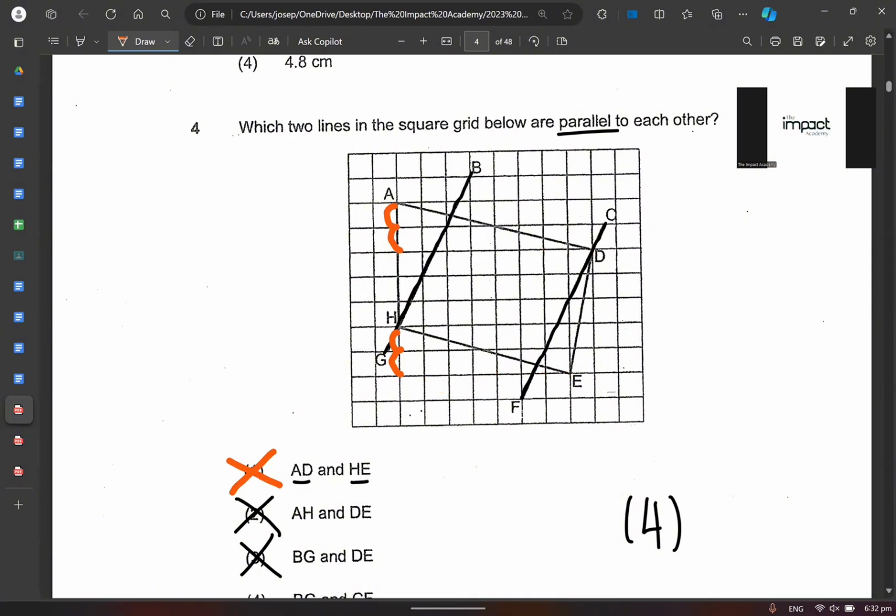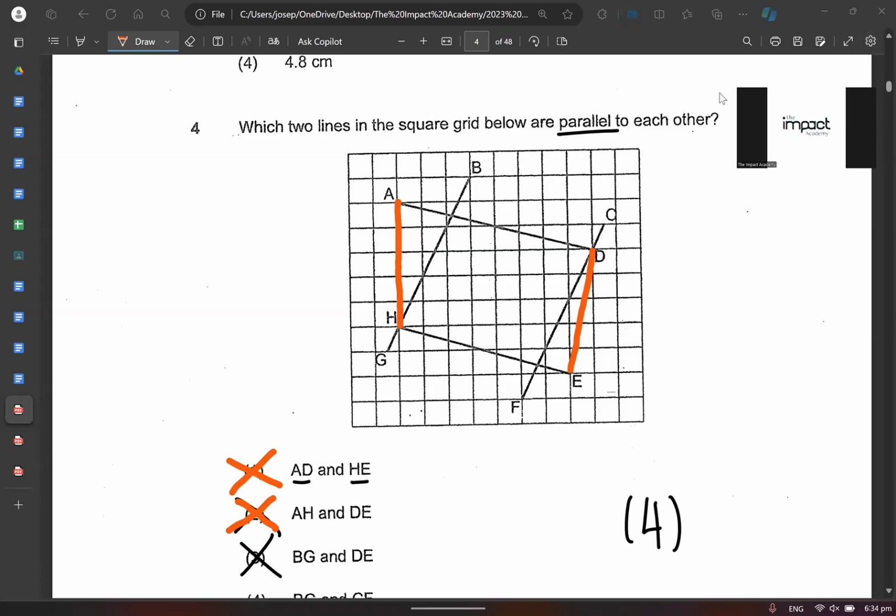Well, some students tell me, but teacher Joseph, some of them I can actually see with my naked eyes that they are parallel. That one I do agree. I'll show you an example soon. AH and DE is very obvious. Where's AH? Where's DE? Isn't it obvious that this is not parallel? I'm not assuming, because you see for yourself with your naked eyes. If I extend it, definitely it will meet. Am I making sense?